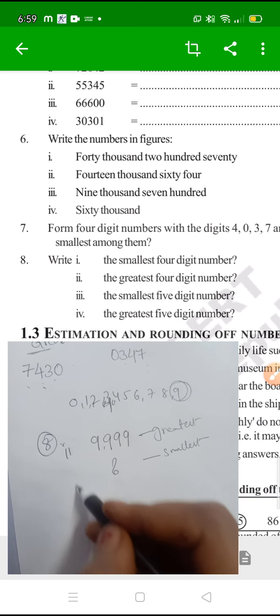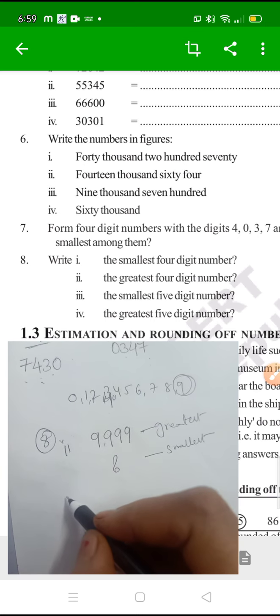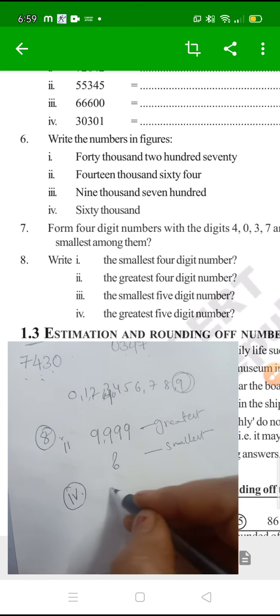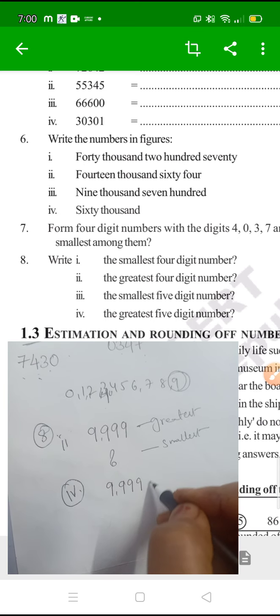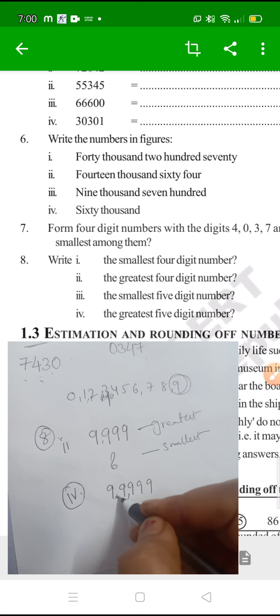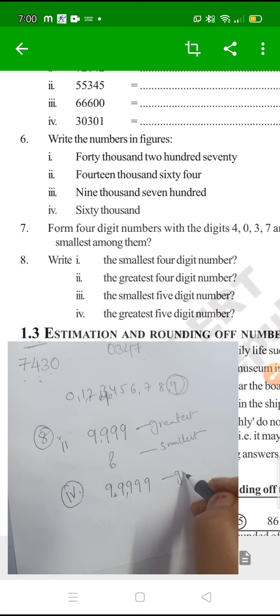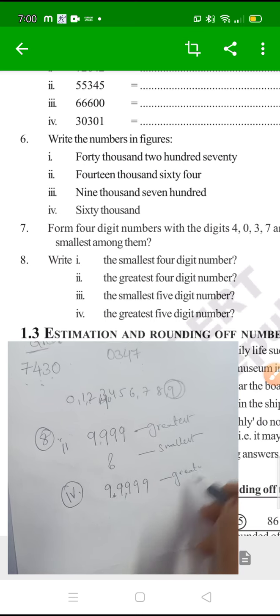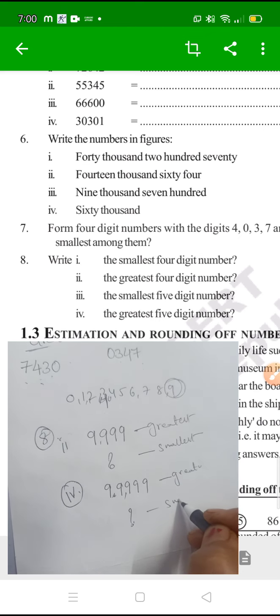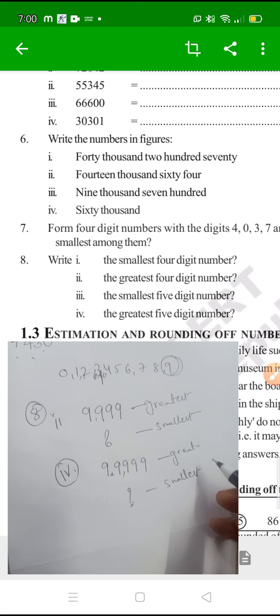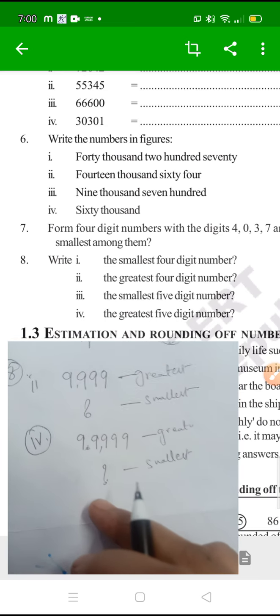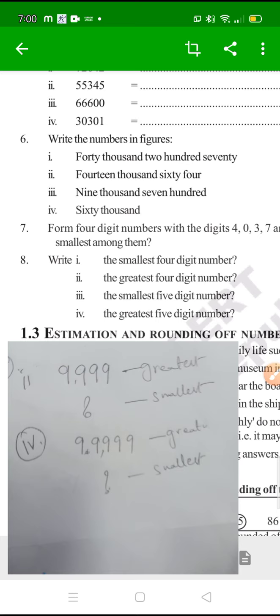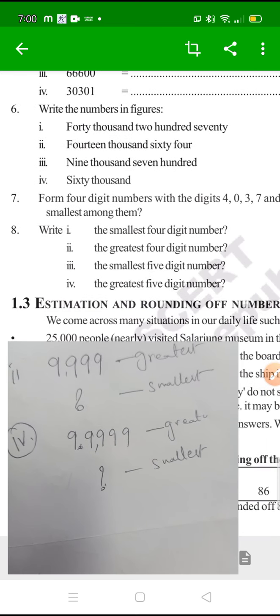Next, the fourth bit, the greatest 5 digit number: 99,999. This is the greatest. What is the smallest number? The smallest 5 digit number? I will tell you in the next class. Please give the answers in the comment section. Okay, this is the greatest and the smallest number.